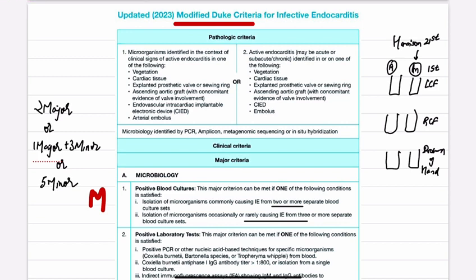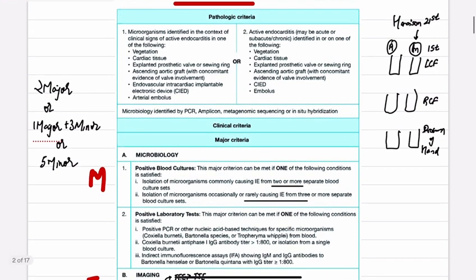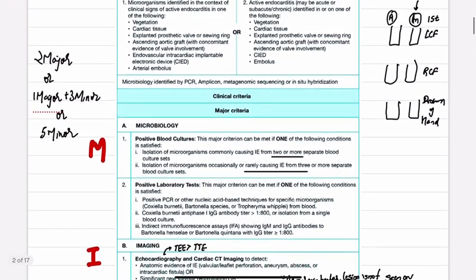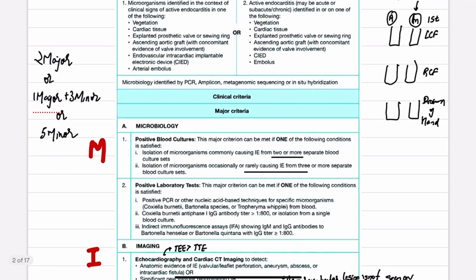In the pathological criteria, there are 2 points, and you have to remember it by heart. There is no trick. And I saw that there was no question till now on the pathological criteria, and it is recently added. But the clinical criteria is important. For the clinical criteria, either two major, or one major plus three minor, or five minor is the possible definite diagnosis of infective endocarditis.